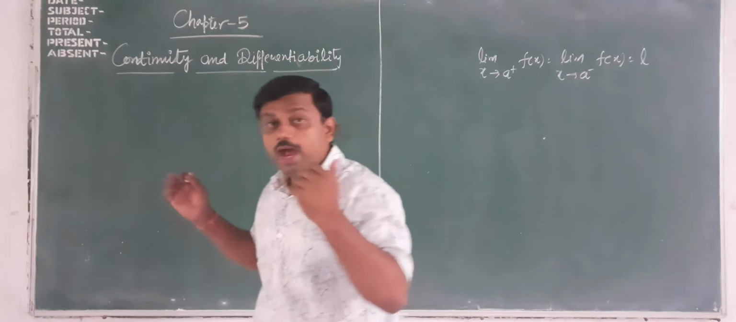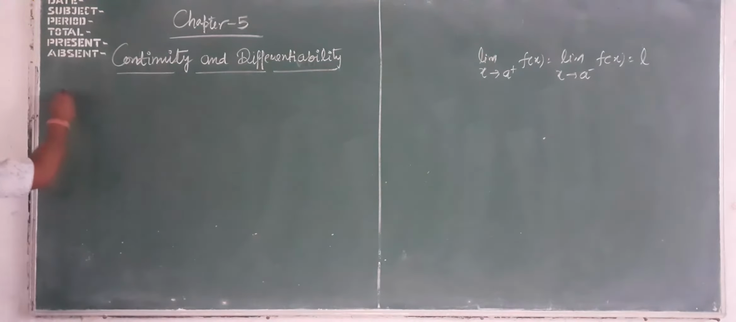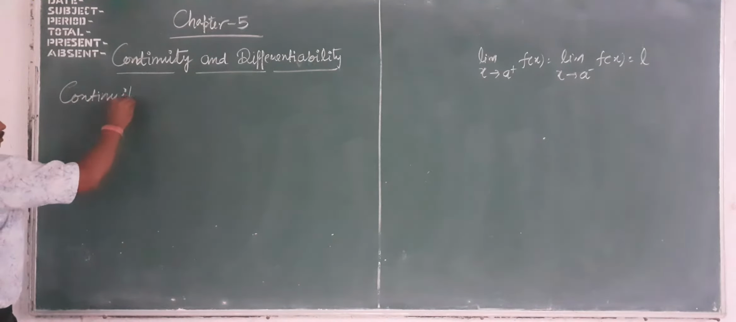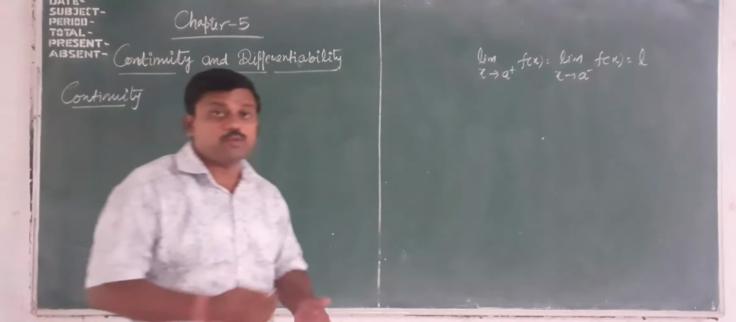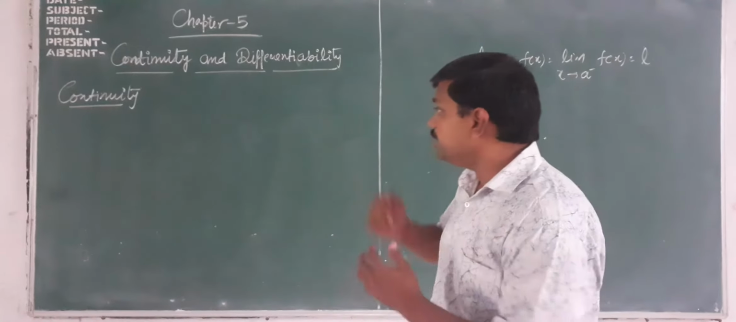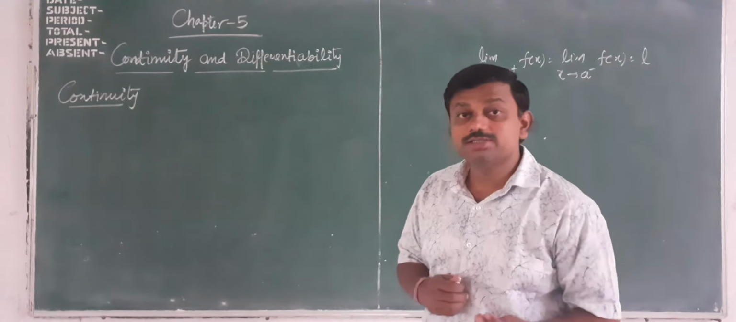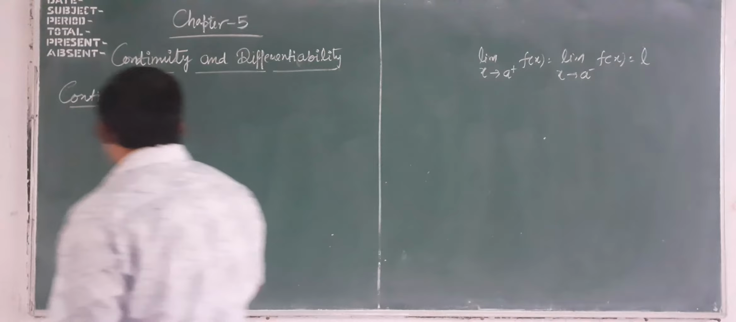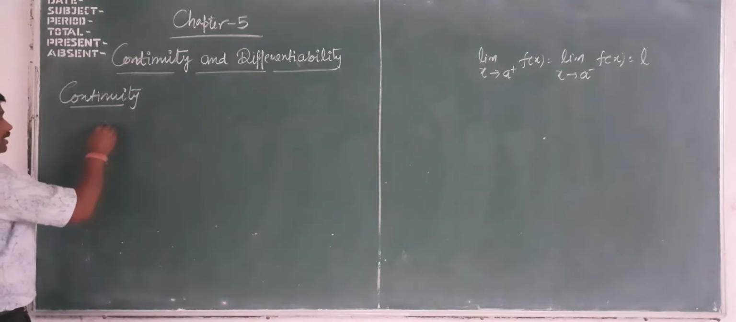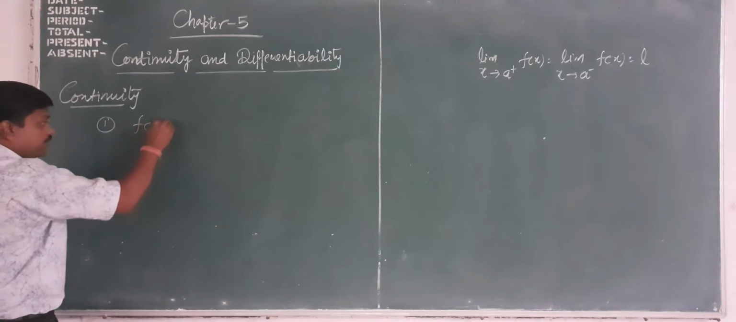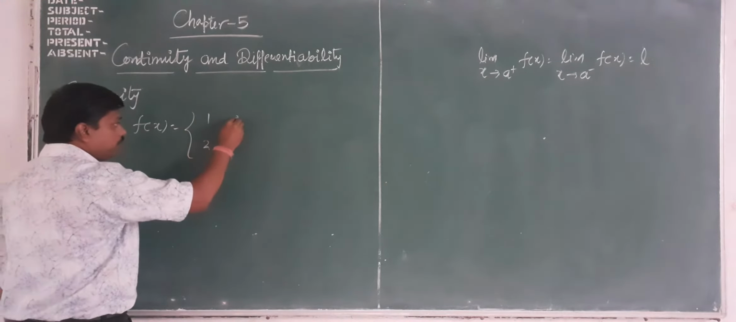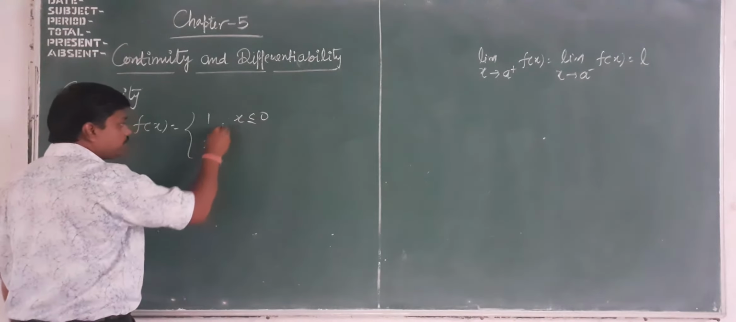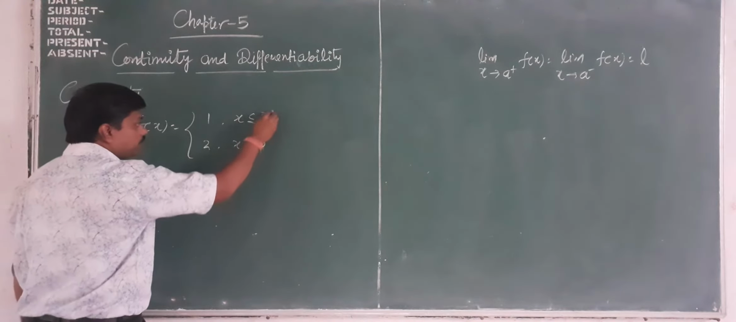But here we have to discuss the concept of continuity, the continuity of a function at any point. Before discussing continuity, first I would like to discuss two examples, one by one. Example 1: f(x) is a function whose value is 1 for x less than or equal to 0, and whose value is 2 for x greater than 0.